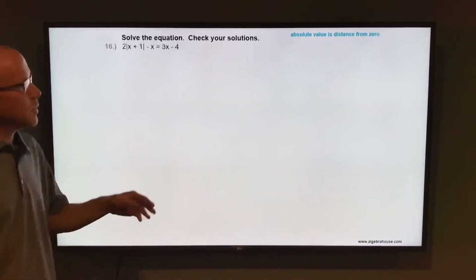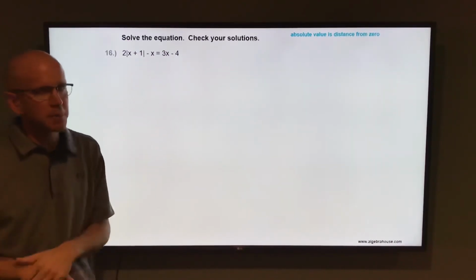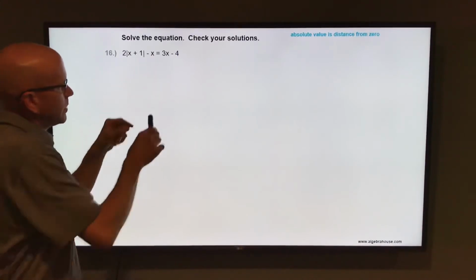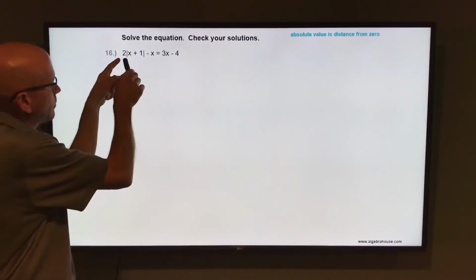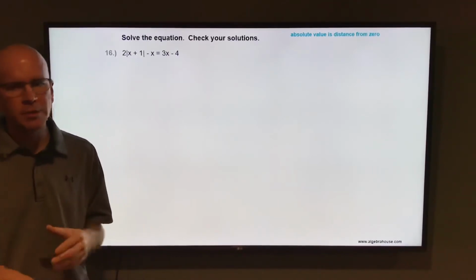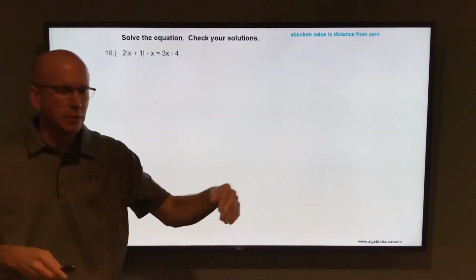We're going to solve this equation: 2 times the absolute value of x plus 1 minus x equals 3x minus 4. So a couple things to note here. You have a negative x after the absolute value sign, and you also have a 2 in front of the absolute value sign. Remember, when you are solving absolute value equations, you want to isolate the absolute value to one side and then move everything else to the other side.